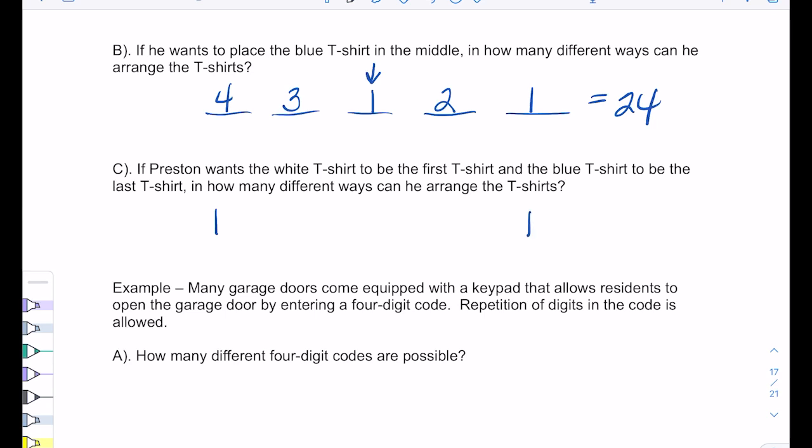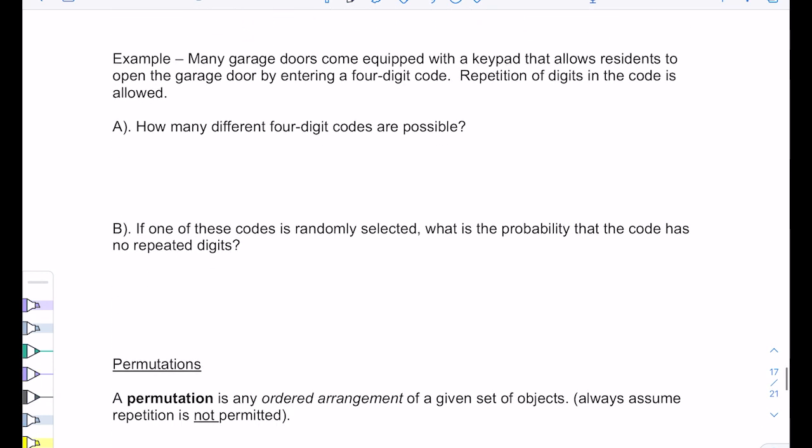I just used 2 different colors, so that means now there's only 3 left to choose from for the second spot, 2 to choose from for the third, and then whatever color you didn't choose, that's the only one left over. So it's 1 times 3 times 2 times 1 times 1, which comes out to 6. Okay, let's look at one more example.